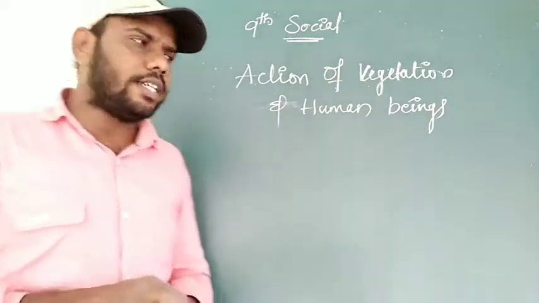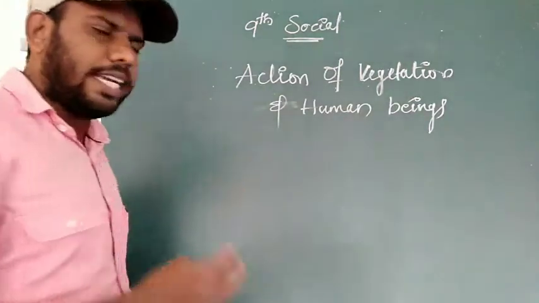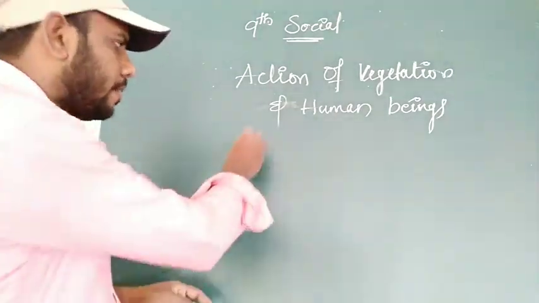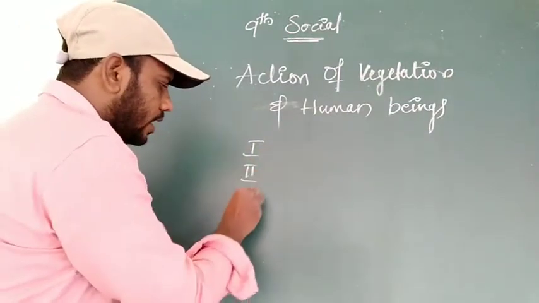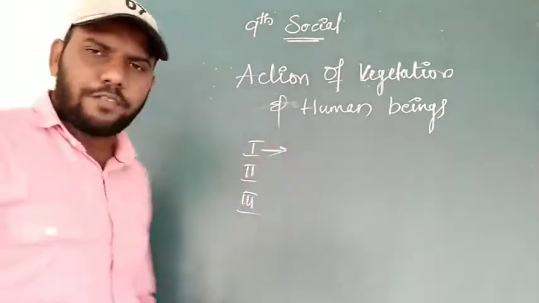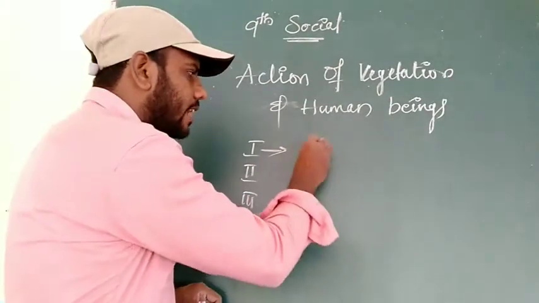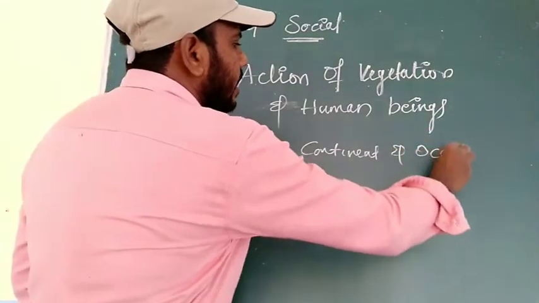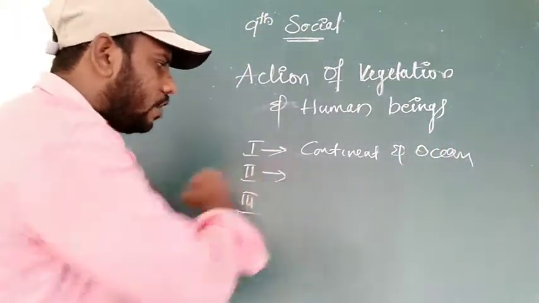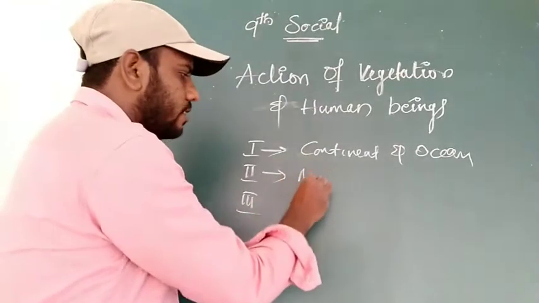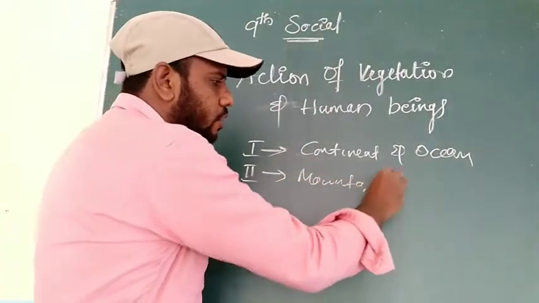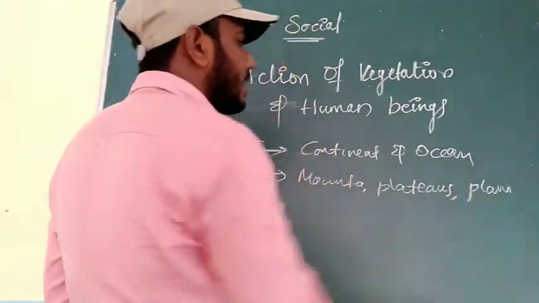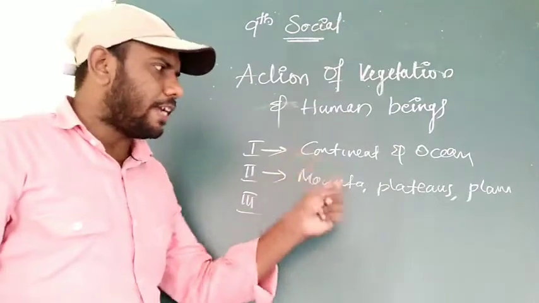Okay, and one point we missed to say is that there are three types of landforms: first order landform, second order landform, third order landform. Remember the first order, second order, third order landform. The first order landform means mainly continents and oceans. Remember, continents and oceans, these are the first order landform. The second order landform, that is mountains, plateaus, plains. Remember: mountains, plateaus, plains. These are the second order landform.